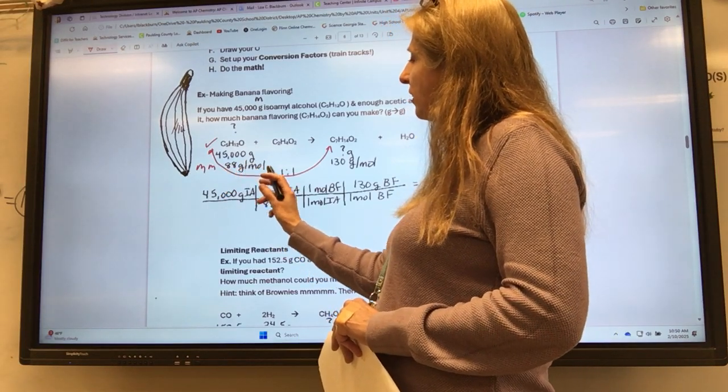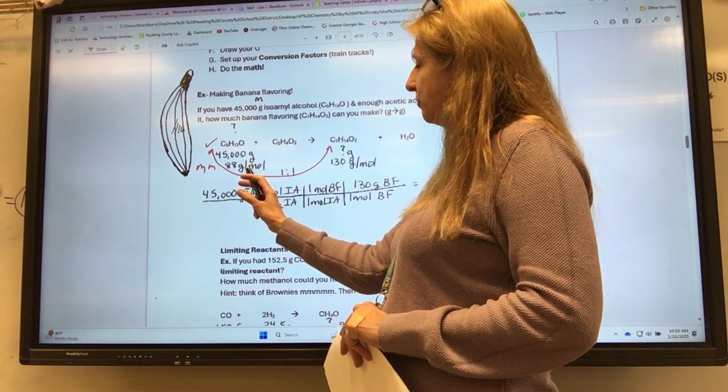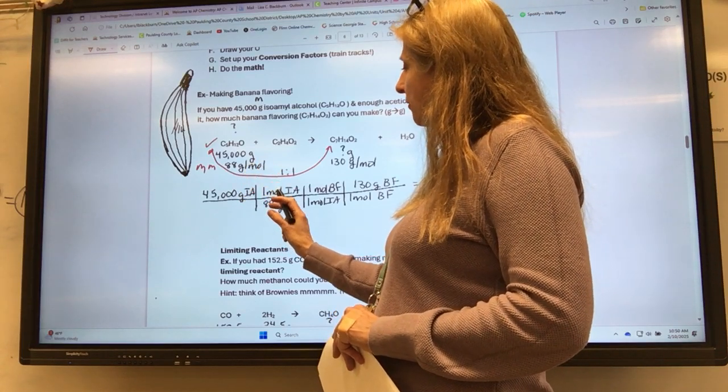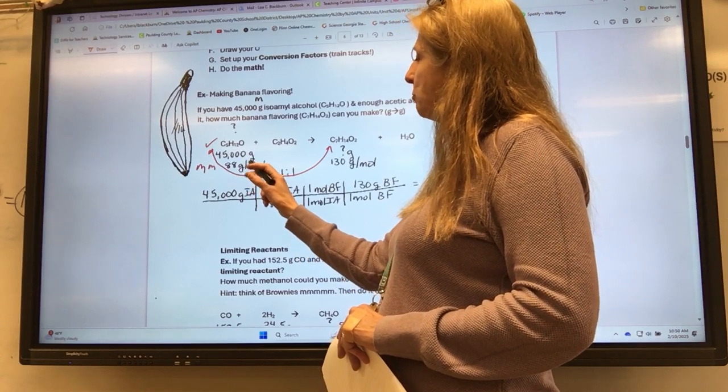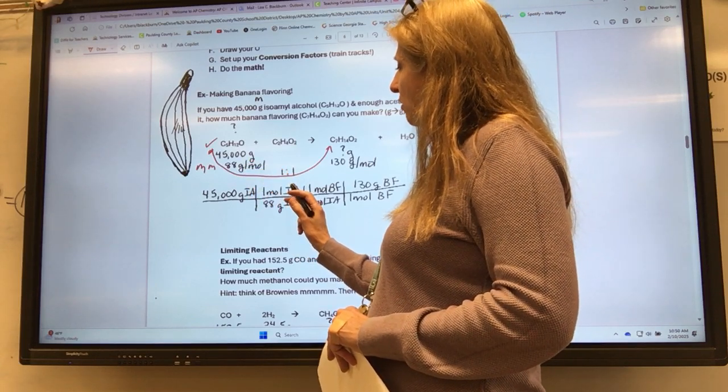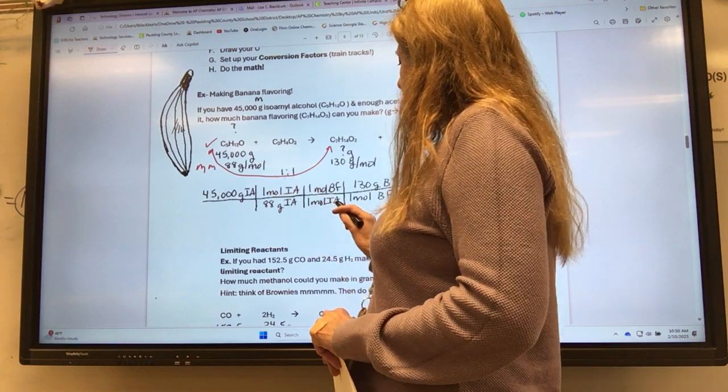What goes on the other side of the fraction bar? That per is a fraction bar, so moles go on the other side. What number goes with that mole? 1. That's 88 grams per 1 mole isoamyl alcohol. I take my units and push them to the denominator.